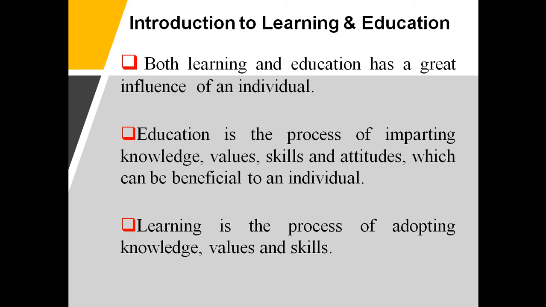And next we go for the introduction. What is education and learning, with a definition? So as it is given, both learning and education have a great influence on an individual. That is correct, obviously. So learning and education have some great influence, and again it depends on the individual. It depends on how the individual is going to take it as a part, right? And next, what is the definition of education? Education is a process of imparting the knowledge, values, skills, and attitudes which can be beneficial to an individual, right?